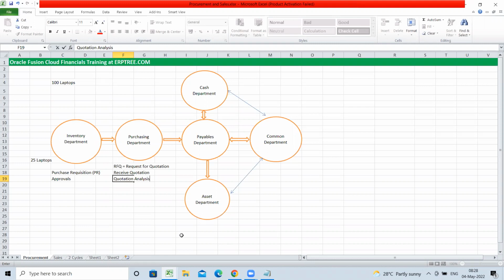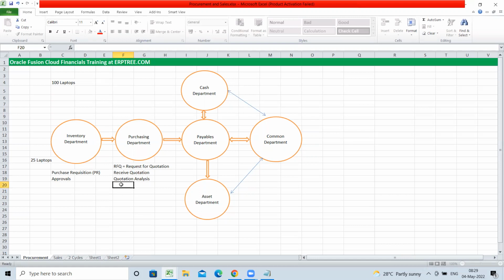And the supplier who is offering the laptop at 32,000, they are giving 6 months time to make the payment. Now the organization should take the decision. So that we call quotation analysis. Who is giving the best price, who is giving the best terms and conditions related to supplying that laptop. We have to look into that, and we call that quotation analysis.